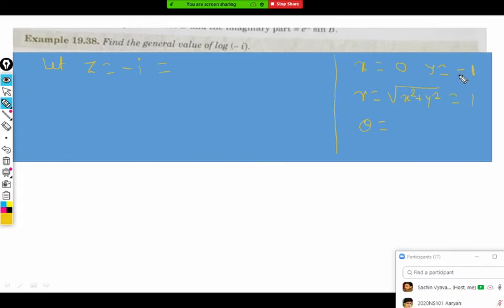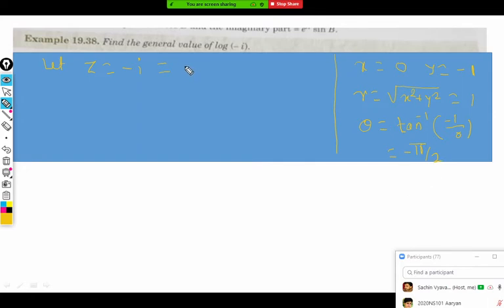But now you cannot write it as plus pi by 2, because you should know that it is on the negative y axis. So I will write tan inverse of y by x, that is minus 1 by 0. And you should write minus pi by 2. That is important. Minus pi by 2. So this is the theta.